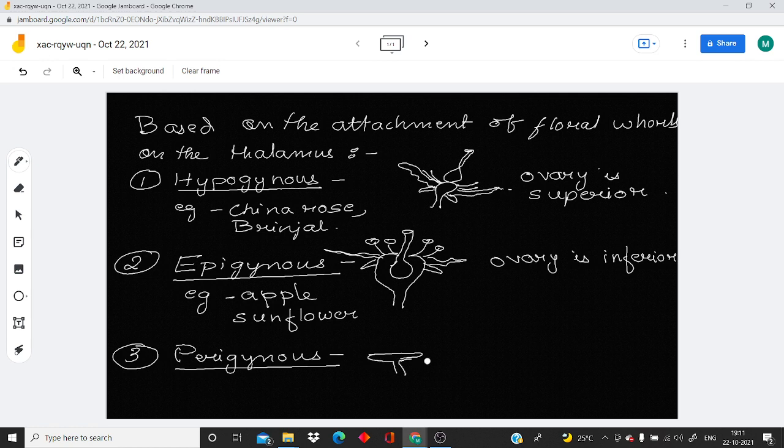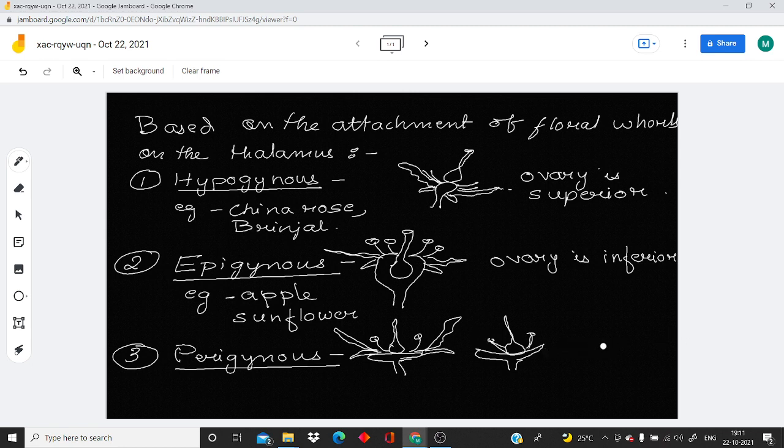Suppose this is the thalamus and this is the ovary. Then this will be the stamen, this will be the petal, and this will be the sepals. So all the whorls are present on the same level. Nobody is inferior, nobody is superior. All are on the same level. Sometimes it can be a little bit curved also. The thalamus may not be fully straight like this, but still this is taken as perigynous.